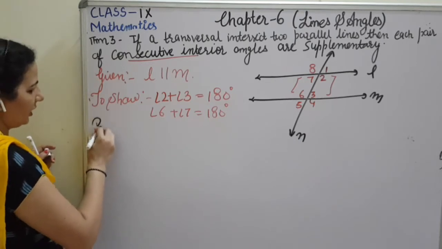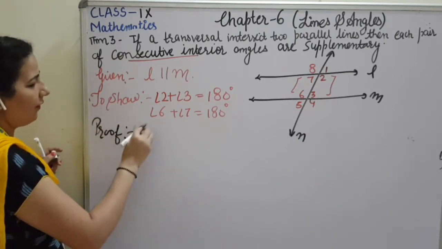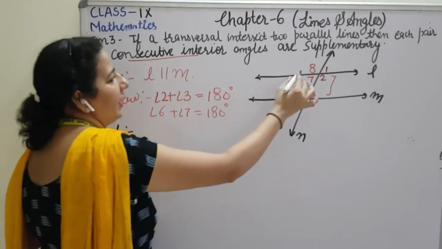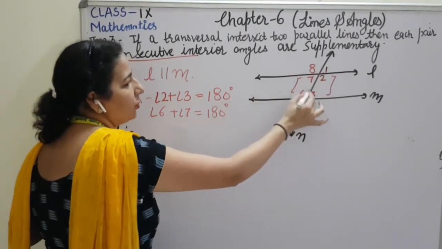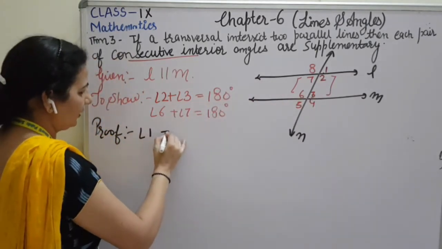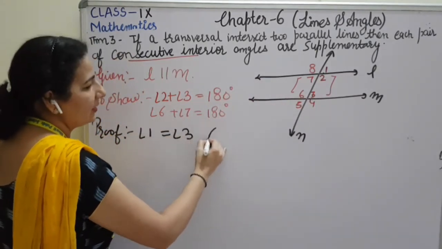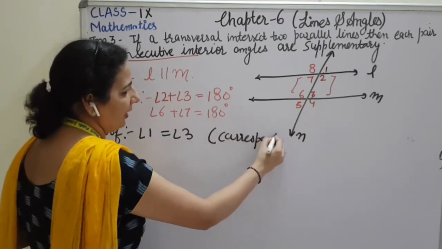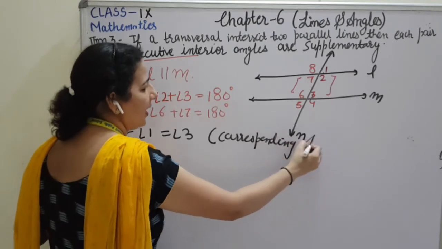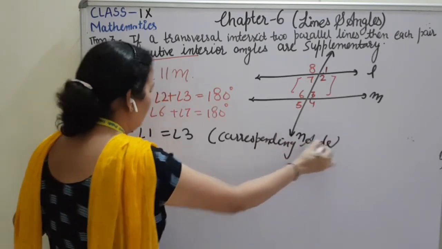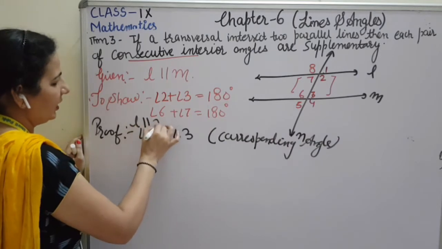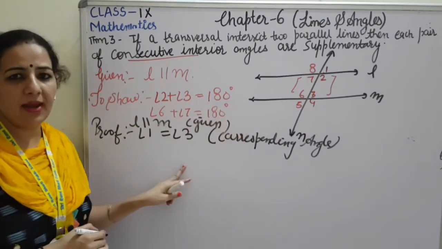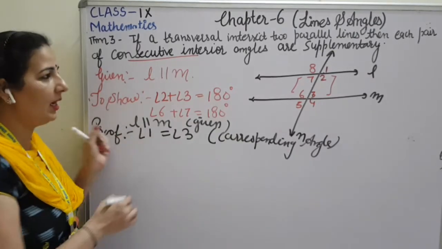No construction is required in this also. So how will we start the proof here? You can take any pair. Here I have taken angle 1 is equal to angle 3. Reason: corresponding angles. Why have I used the pair of corresponding angles equality? Because line L is given to be parallel to line M. So we can use the equality of angle 1 and angle 3.